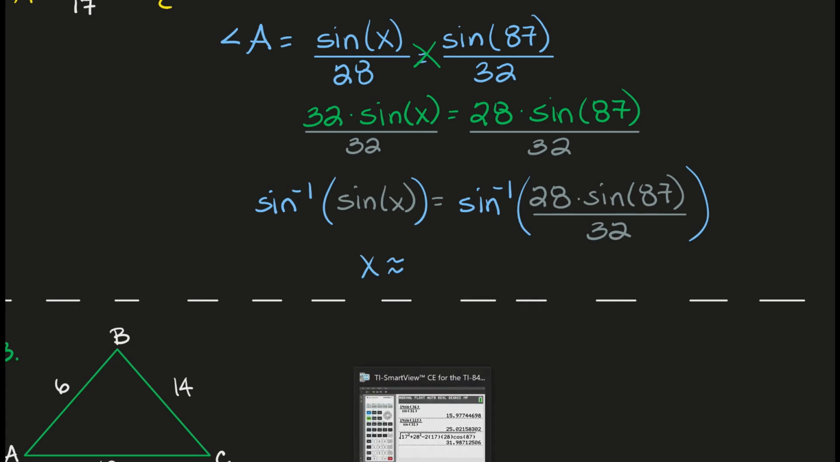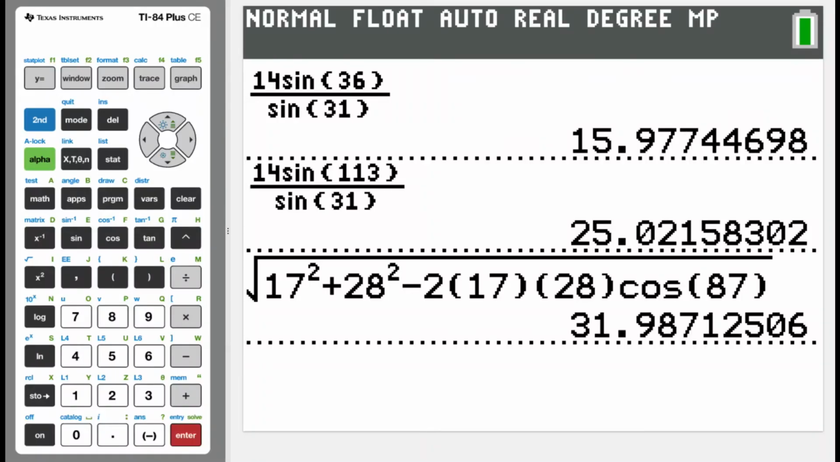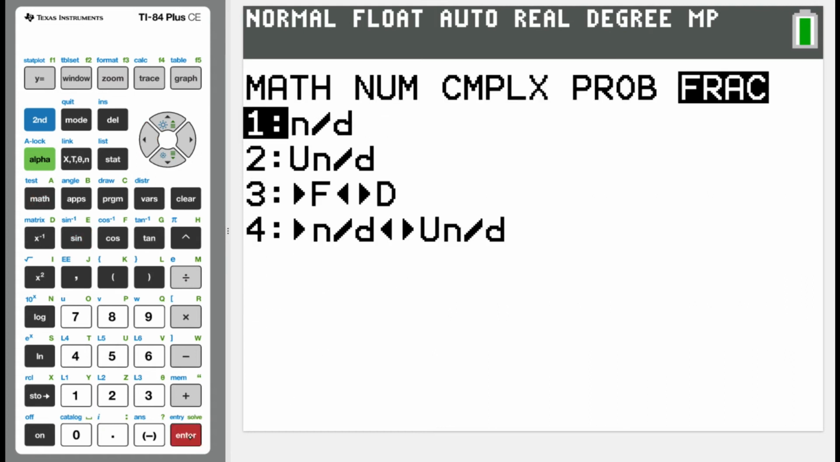So we'll do that on our calculator. So we'll go ahead and say sine inverse. So you see how you have sine right here, and then up above it in blue, you have this little bitty sine inverse 1. So to get to that, we're going to say second sine. And now we're going to go math and put in our fraction.